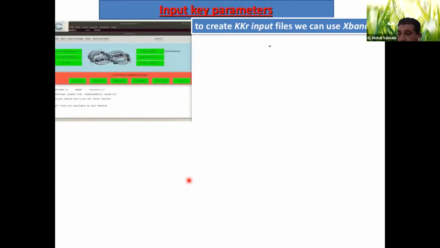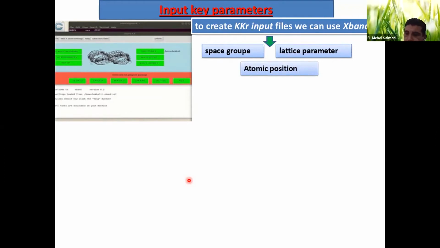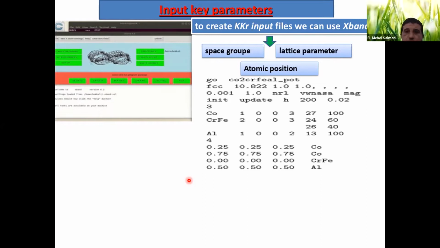So, to run this program, we need an input file. So, how and why to create these inputs? To create this input file, we can use Xband. What is Xband? Xband is a tool which allows us to set up the various input files via an input file menu. And the main parameters we need to create this input file for running the KKR code are the space group, lattice parameters, and atomic positions. These parameters are generally the crystal structure of materials, and we can usually get the input file to run the program.